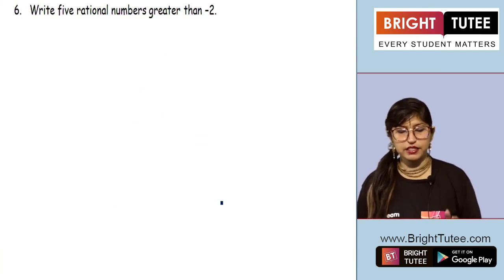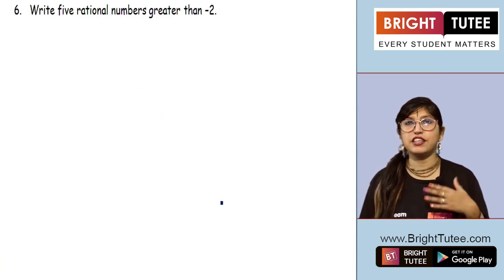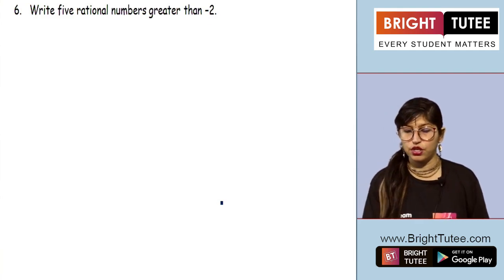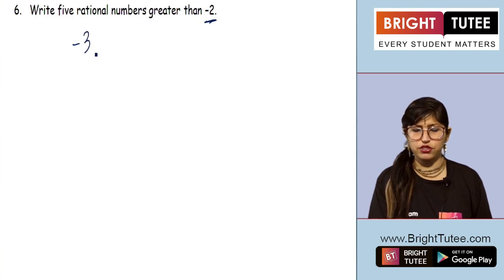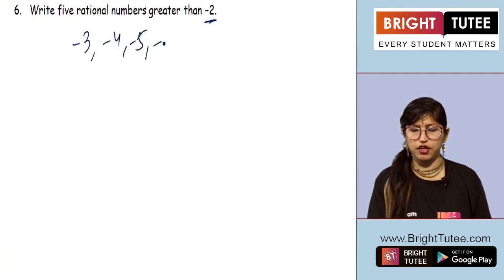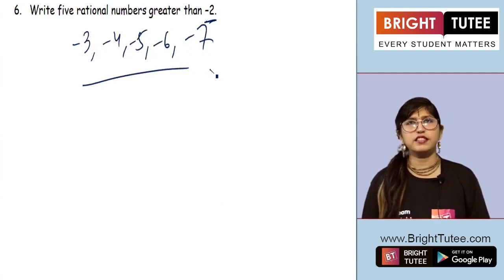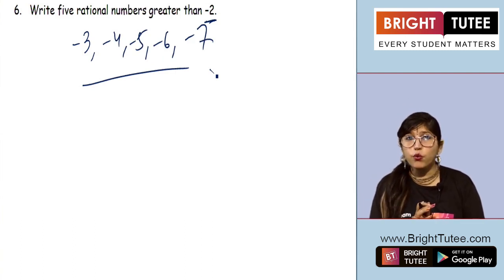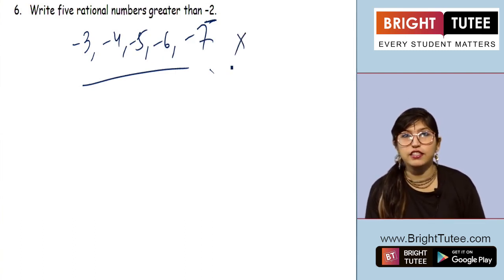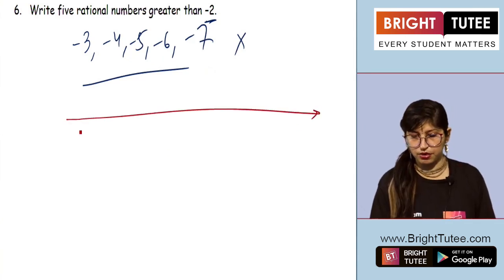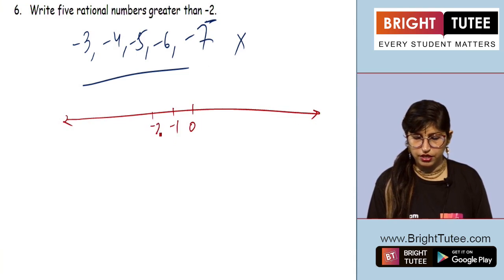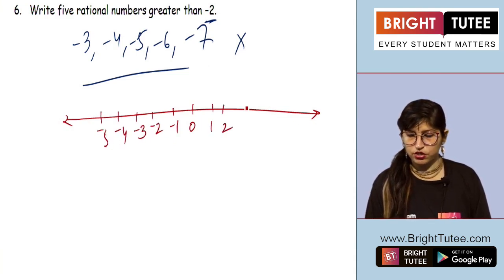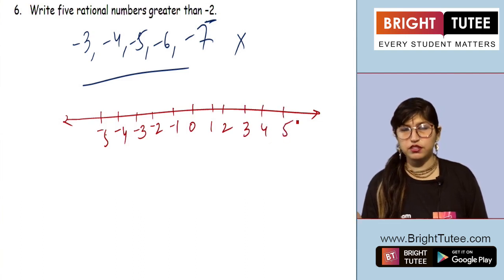Now over here it says that you need to write 5 rational numbers that are greater than minus 2. So greater than minus 2 we can write integers as well. So I think it should be minus 3, minus 4, minus 5, minus 6, minus 7. Isn't it? Easy, right? No, this is not the correct answer. Why? So let's say this is the number line and over here it is 0. So minus 1, minus 2, minus 3, minus 4, minus 5, 1, 2, 3, 4, 5. This is the number line.